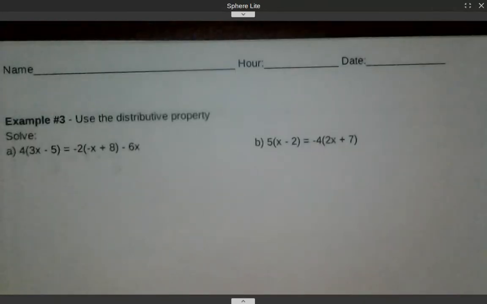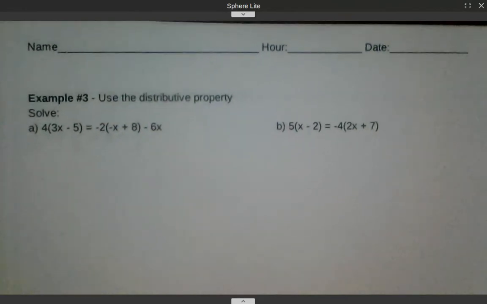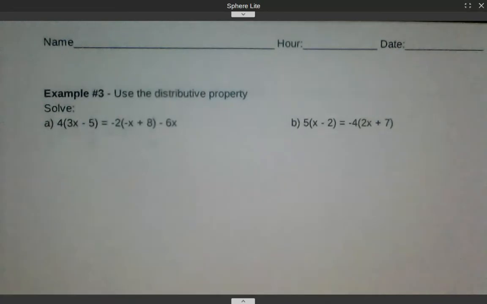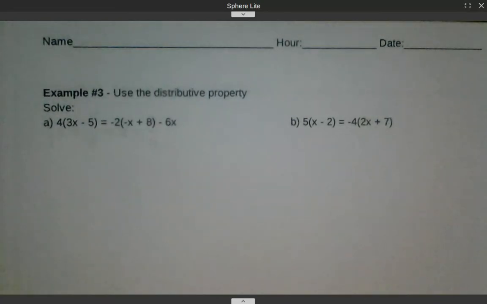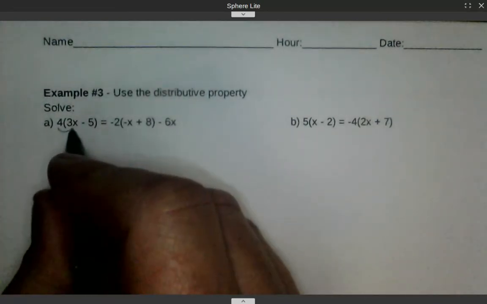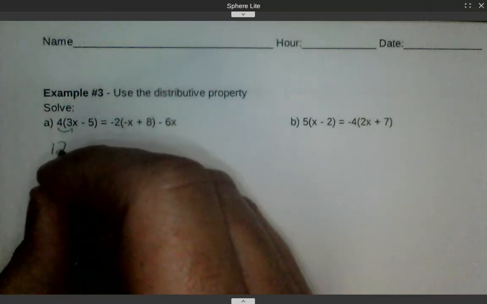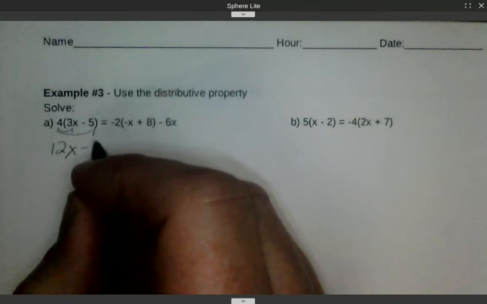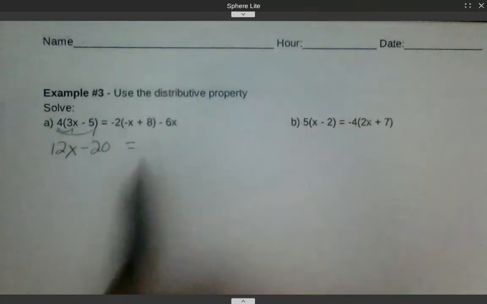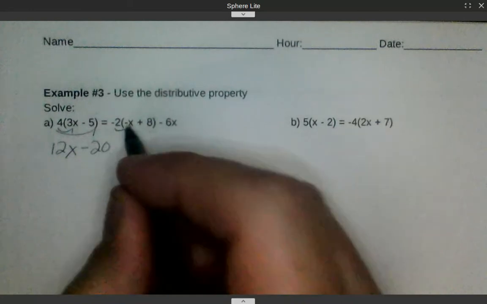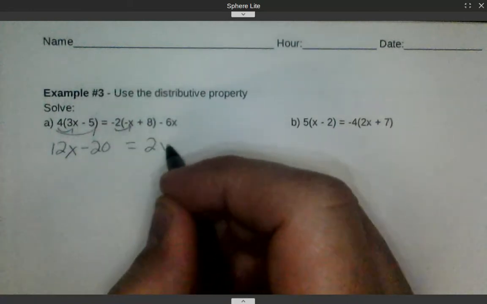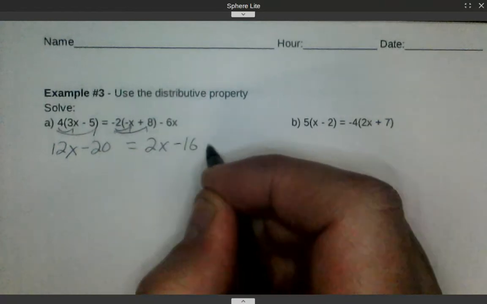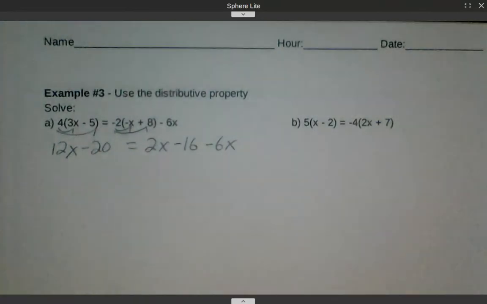All right, example number 3. Use the distributive property. To do this, remember we want to take whatever's on the outside of the parentheses and multiply by whatever's inside the parentheses. So 4 times 3x will give us 12x. 4 times negative 5 gives us negative 20. On the right side, I'm going to take negative 2 times negative x, which will give me 2x. Negative 2 times 8 will give me negative 16.